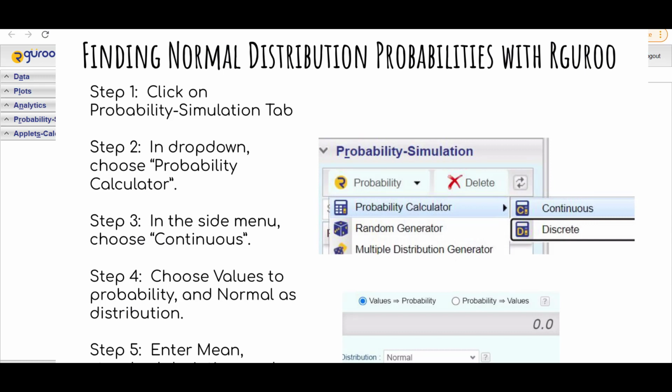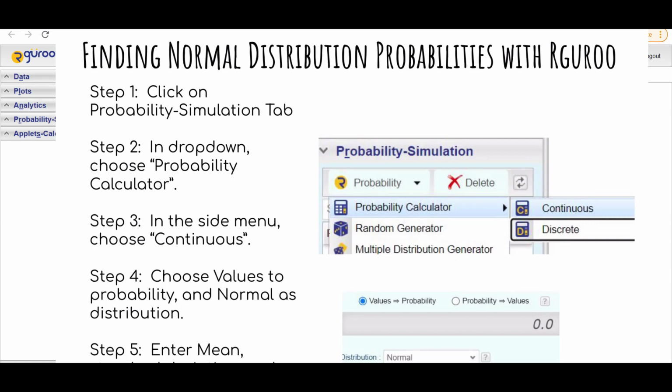So the first thing that you're going to do is if they give you a data set that is normally distributed and they ask you what proportion of data falls between these two values, or what is the probability that if chosen, you'll choose something that falls between these two data values, then you're going to click on the probability simulations tab. So on the left hand side, you have the different tabs. You have data, you have plots, you have analytics. Next, you have probability simulation. We're going to click on that now.